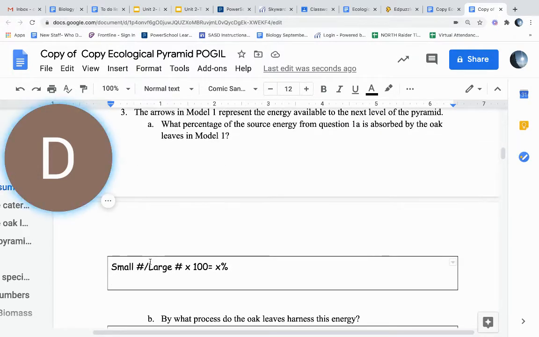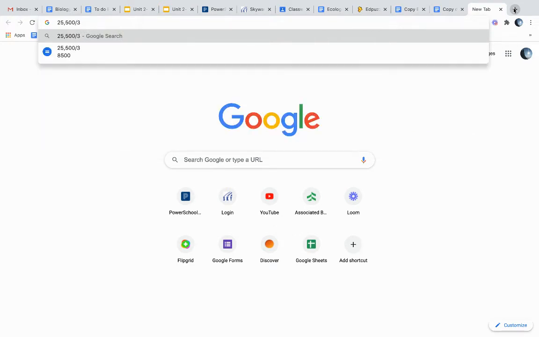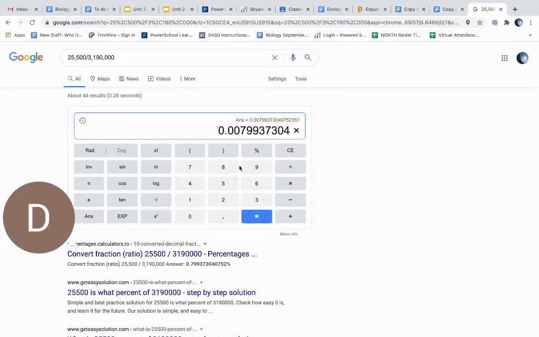So we can go ahead and take 25,500 divided by 3,190,000, and I will type that into my calculator. And if you don't have a calculator, you can go ahead and type that in on Google, and it will give you a value for it through Google Calculator. So it'll give you that value, and then we're going to multiply that value by 100. It will give us this value, 0.799%.